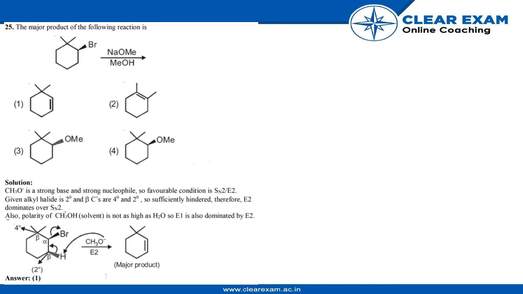Therefore, this will be our beta, this will be our alpha. So first the base will attack the hydrogen at the beta carbon and bromine will leave. So here the C will bond to bromine, and at the 3° carbon the hydrogen will come out. Therefore, our major product will be the double bond without bromine. So the answer will be 1.